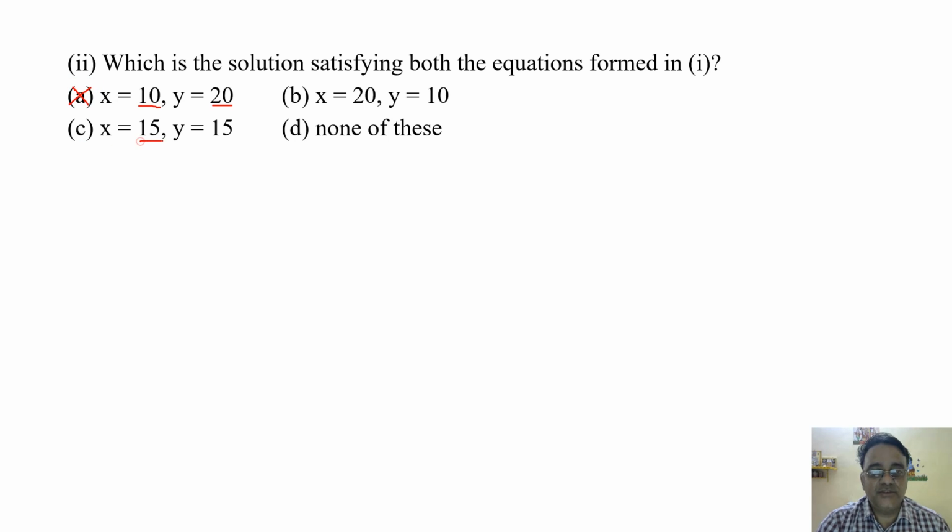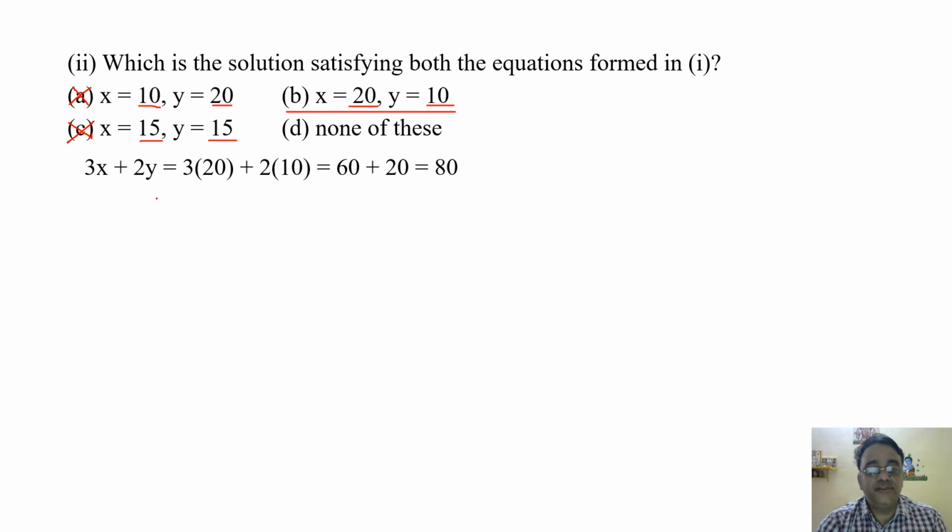This is how we are using the elimination method. Now x is equal to 15. So 3 into 15 is 45 plus 2 into y is 30. So this is also not satisfying. Now coming to this: 3 into 20 is 60 plus 2 into 10 is 20, that is 80. So I'm getting this option as correct. If you substitute 20 and 10, it is satisfying 80. So definitely it will satisfy the other one also.